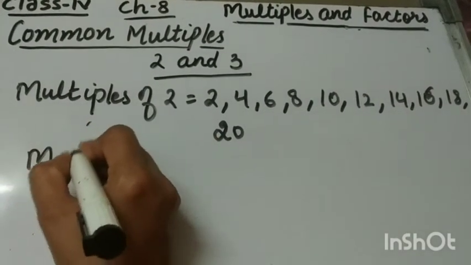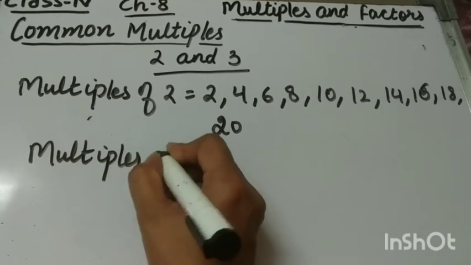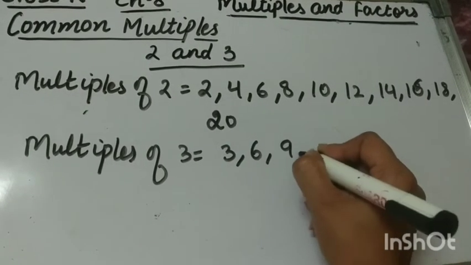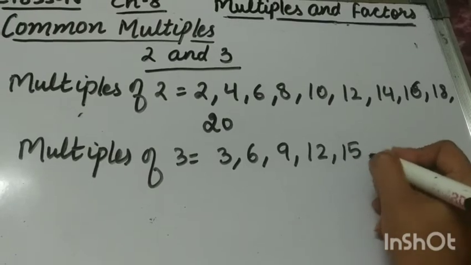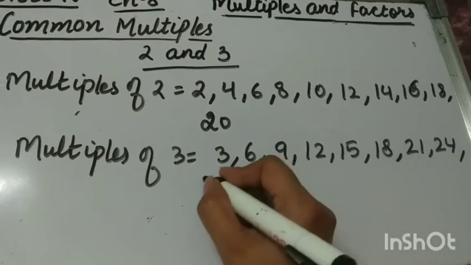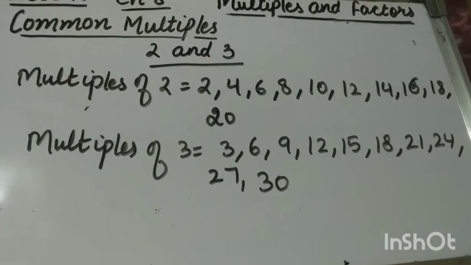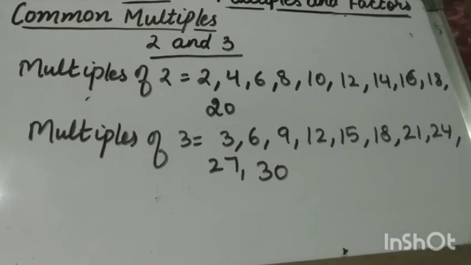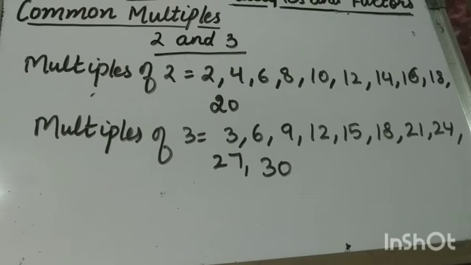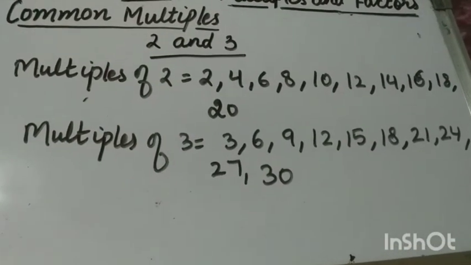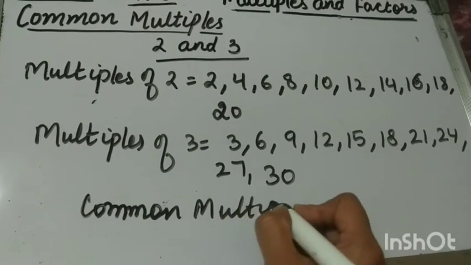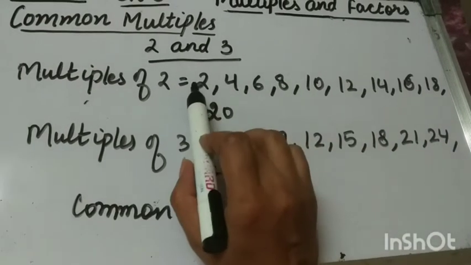Now we will write multiples of 3. Multiples of 3 are 3 ones are 3, 3 twos are 6, 3 threes are 9, 3 fours are 12, 3 fives are 15, 3 sixes are 18, 3 sevens are 21, 3 eights are 24, 3 nines are 27 and 3 tens are 30. Now our topic is common multiples, means we have to find the common multiples of 2 and 3, and common multiples means those multiples that are in both 2 and 3. So the common multiples of 2 and 3 are, see, 2, first number 2.